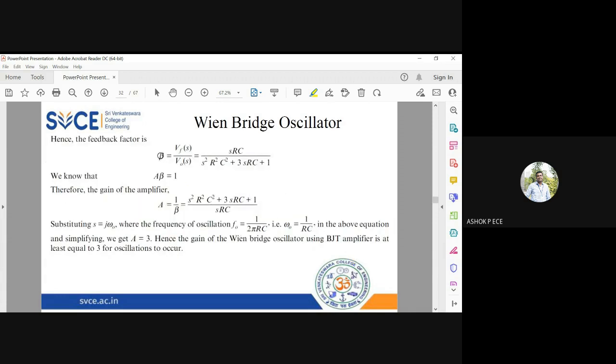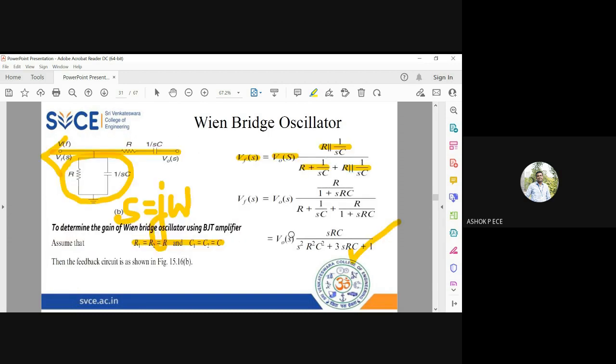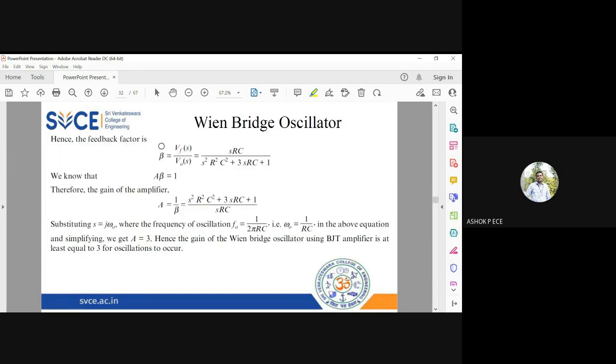You know beta equal to ratio Vf of S by V naught of S. So divide both sides by V naught of S. You will get beta equal to S into RC divided by S square R square C square plus 3 SRC plus 1. So we know A beta equal to 1, which is the condition for oscillation. So if beta is this term, A will be 1 by beta. So it is the reciprocal of that: S square R square C square plus 3 SRC plus 1, over SRC.